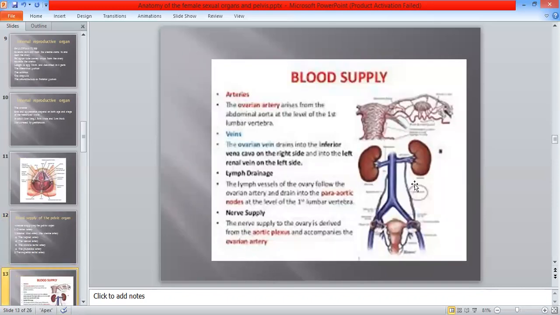This is a picture which is showing the blood supply, the venous drainage, and lymphatic system of the internal genital organ. The lymphatic supply and the lymphatic drainage.